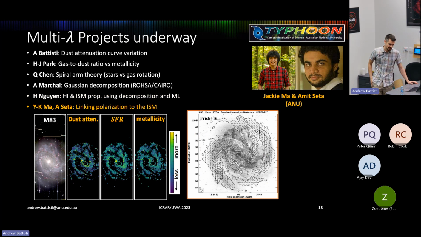And the last project that I wanted to highlight is that we're working with the POSSUM team to try and link the polarization maps that we'll obtain for nearby galaxies. This is work that's going to be led by Jackie Ma and Amit Seta, who are also postdocs. In particular, trying to understand if there are links between the strength of polarization and things like the star formation rate in regions of galaxies, because these are thought to be mechanisms that might be the ways in which the magnetic fields are being driven and enhanced in these galaxies. And if they're not correlated, then that might suggest that it's actually other mechanisms that are driving those fields.